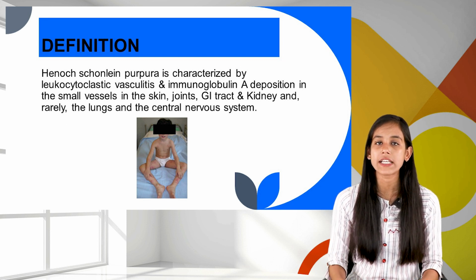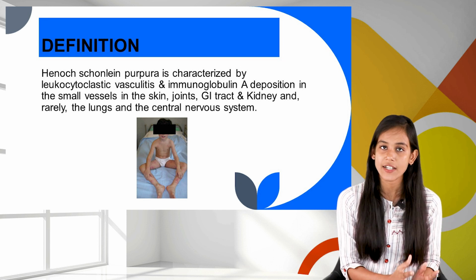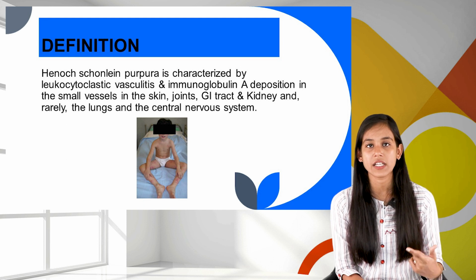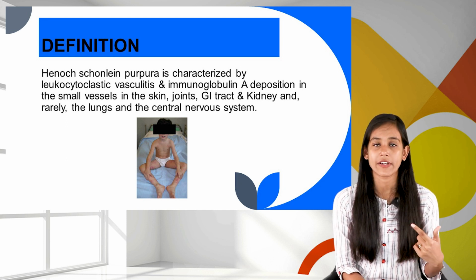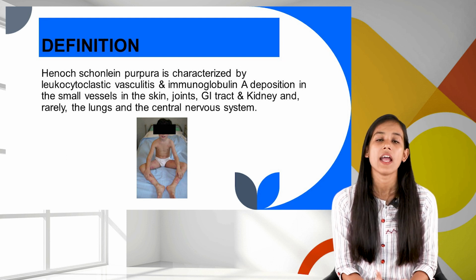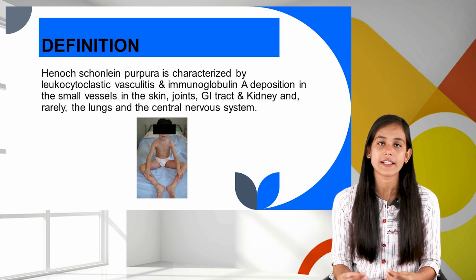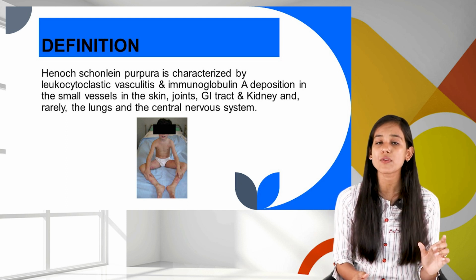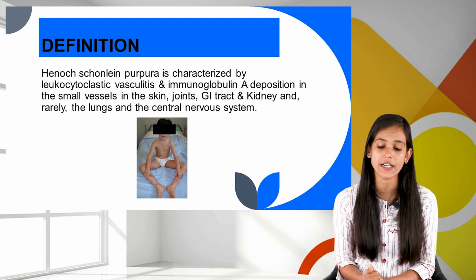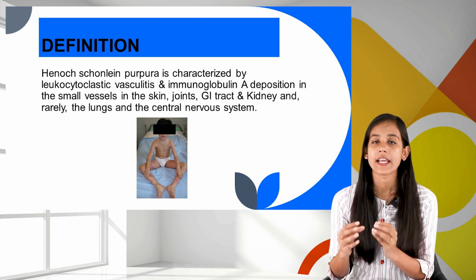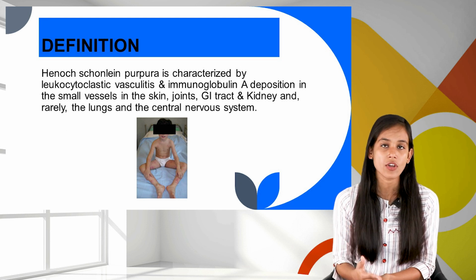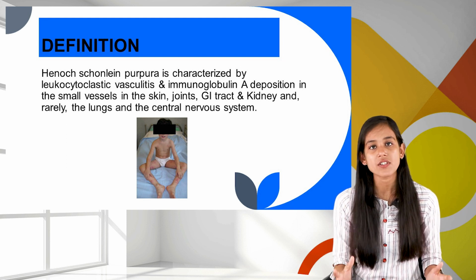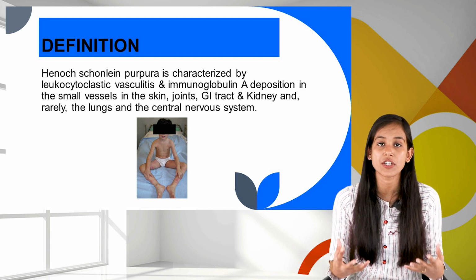kidney. So when we learned about the classic tetrad, we also learned that the kidney is going to get affected, definitely the abdomen and the intestines, and also the joints and the skin. That's what we can see in the definition also, that this immunoglobulin A deposition would occur in the small vessels of the skin, joints, GI tract and kidney. These are the major parts where the deposition or accumulation would occur.